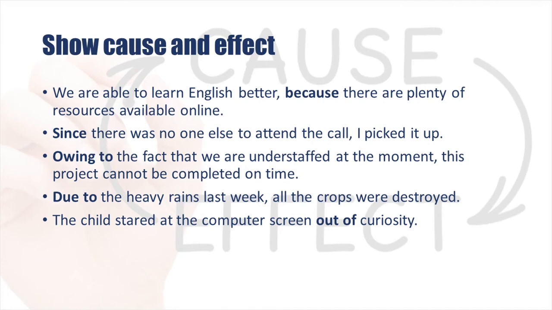So look at these examples. We are able to learn English better because there are plenty of resources available online. Because is a very, very common, regularly used word to indicate cause. That is why the word itself is because. So the cause is, there are plenty of resources available online. And the effect is, because of these resources, we are trying to learn English better. Okay, let's look at the next sentence.